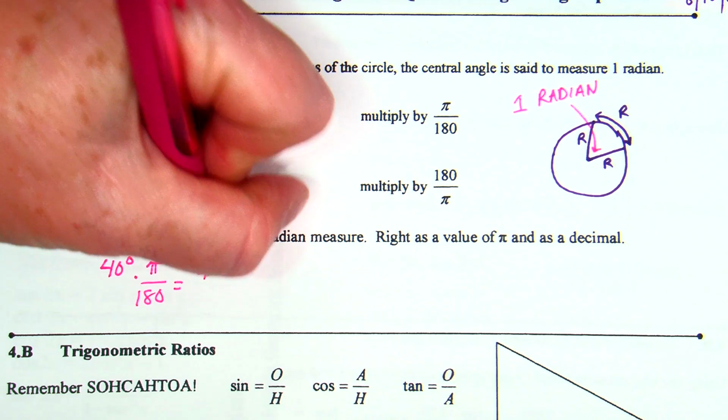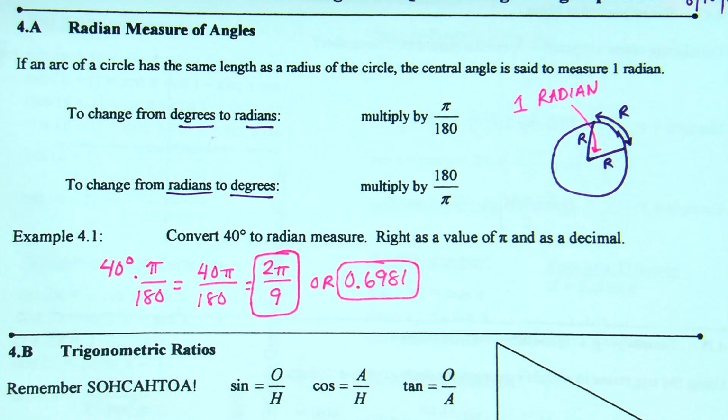And again, it just depends on what you're doing. If you're on a calculator-less problem, you definitely would leave the 2 pi over 9. Okay? And I don't even think I ever read the rest of the directions. Write as a value of pi. So when we say write it in terms of pi, that's 2 pi over 9. Write as a decimal, that is the 0.6981. Okay?